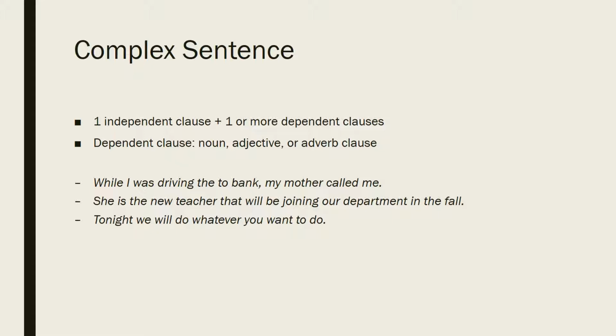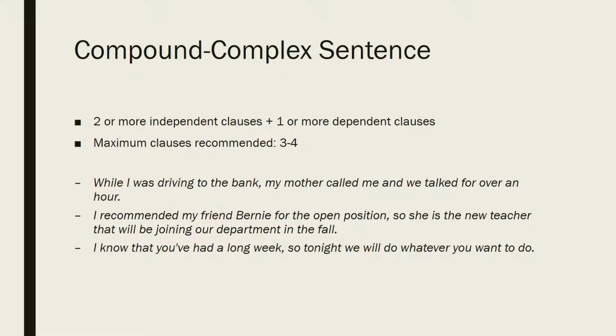And then finally, tonight we will do whatever you want to do. Here, the independent clause is tonight we will do, and the dependent clause is whatever you want to do. And here, this is acting as a noun clause. It is the object of the verb do. And finally, the compound complex sentence.